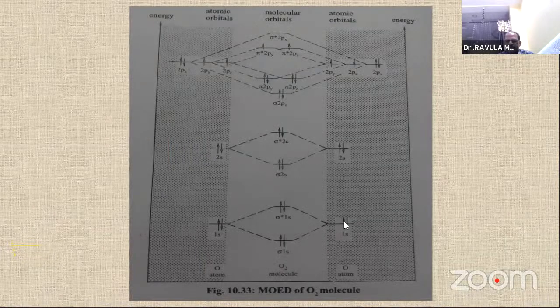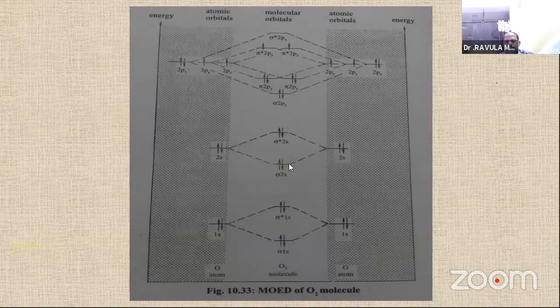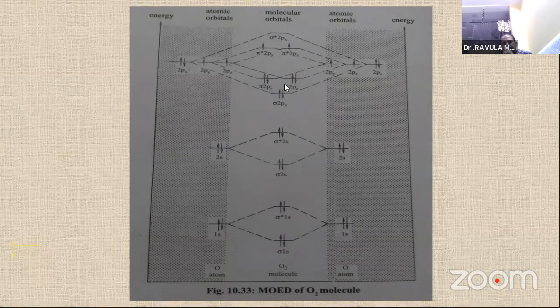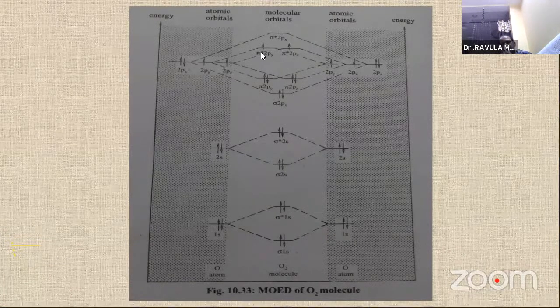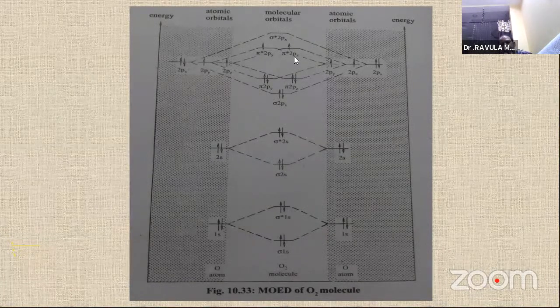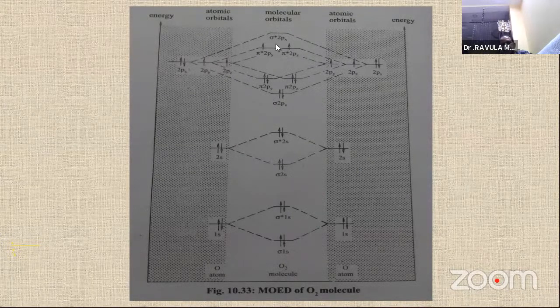You see, this is sigma 1s2, sigma star 1s2, sigma 2s2, sigma star 2s2. Here sigma 2pz2, pi 2px2, pi 2py2. This is pi star 2px1, pi star 2py1. So unpaired electrons are present here. So presence of unpaired electrons.